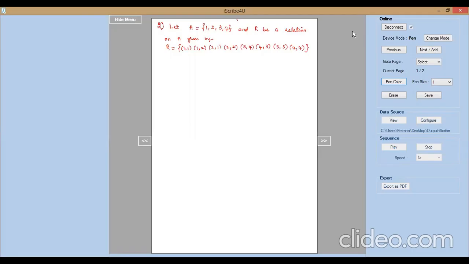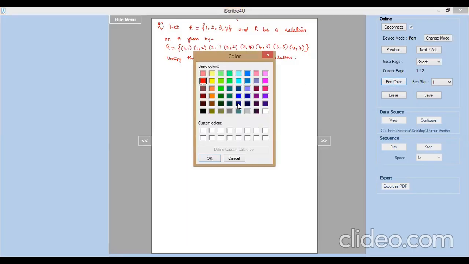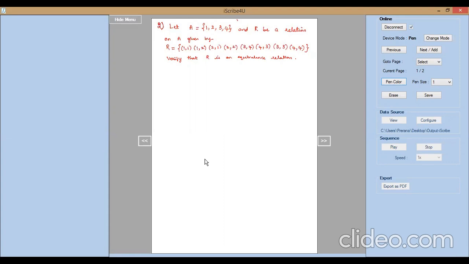Given on A, verify that R is an equivalence relation. Recall the property. When do we say R is an equivalence relation? If R satisfies three properties, that is R is reflexive, R is symmetric, and R is transitive. If all these three are satisfied, then we can conclude R is an equivalence relation. So let us see the solution.